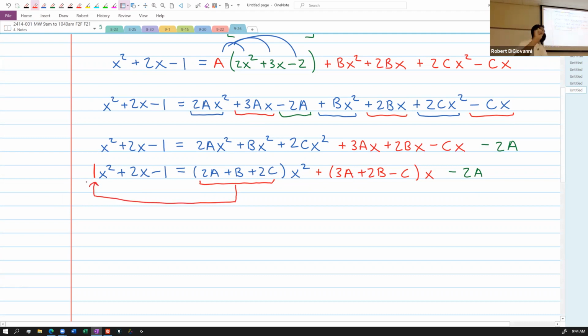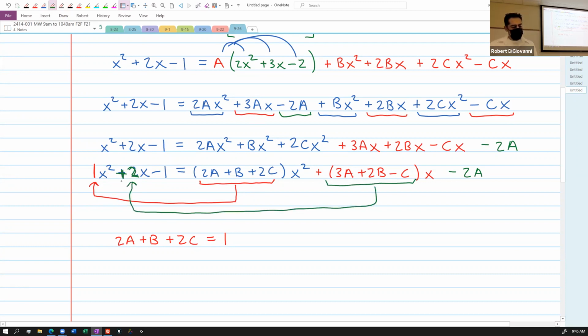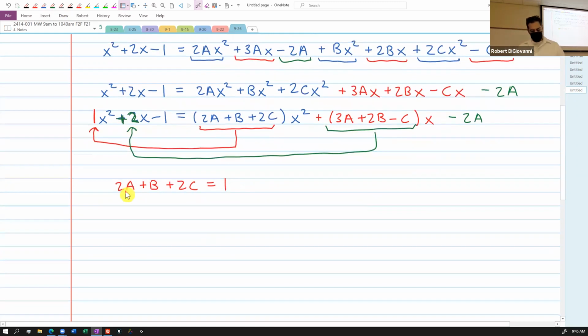So that's the first equation I can write down: 2a plus 2b plus 2c must equal 1. Then I look at the number in front of the x, which is a positive 2. Make sure you're paying attention to the numbers here. Positive 2, right? That must match what's in front of the x over here. That gives me a second equation: 3a plus 2b minus c must equal 2.